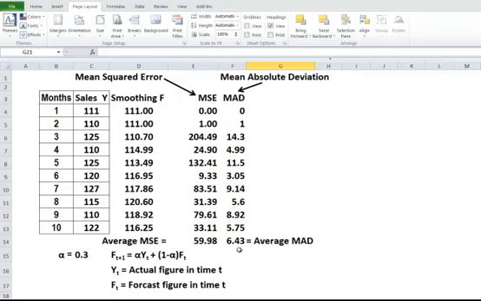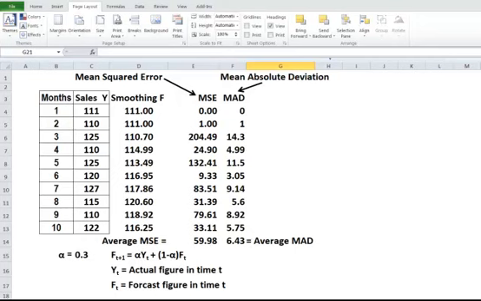And the idea here now is to reduce the average. And again, if you vary the alpha here, you will find that that number will change. Okay, so this is how we worked out our exponential set of data, and we think that's probably the best one because we've played around with this alpha figure to try and get the smallest average deviation, mean squared error or mean absolute deviation.